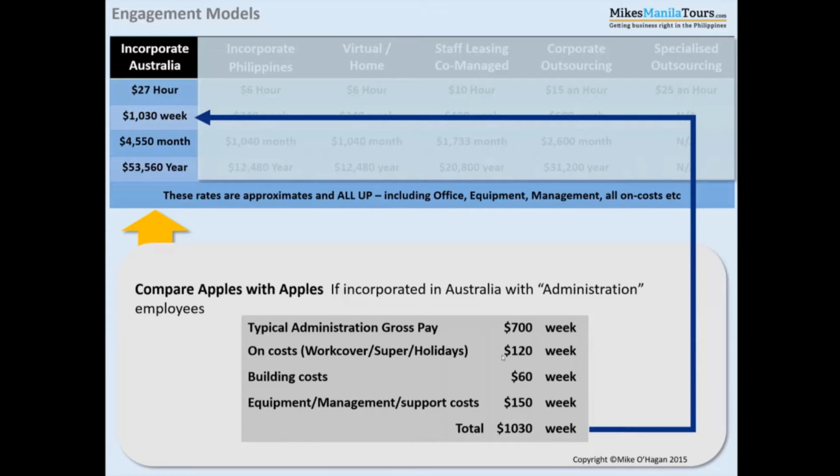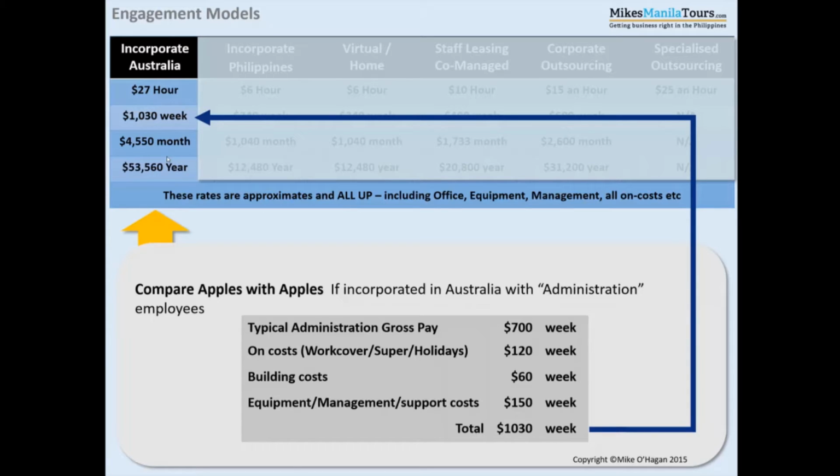So it'd be fair to say that a typical administration worker on $700 a week, in fact, is costing the business in Australia $1,030 a week. And if we take that and we put it in the top line up here, we insert it in our little chart, $1,030 a week. If we do the calculation on that, using a 38-hour week, we get $27 per hour, or $4,450 per month, or $53,506 a year. Now these are all Australian dollars we're talking about today.